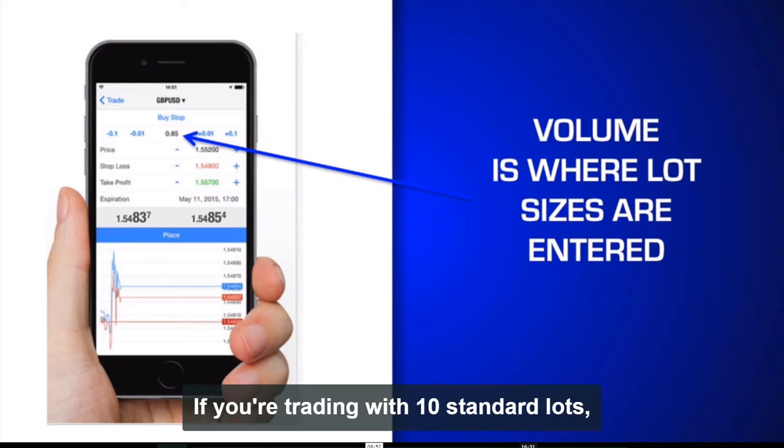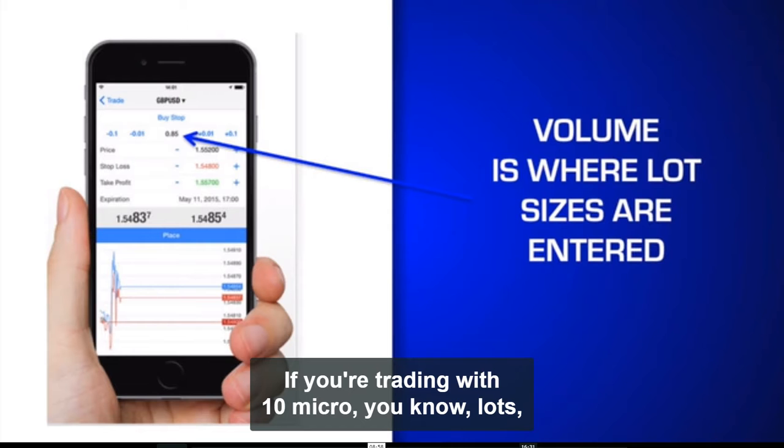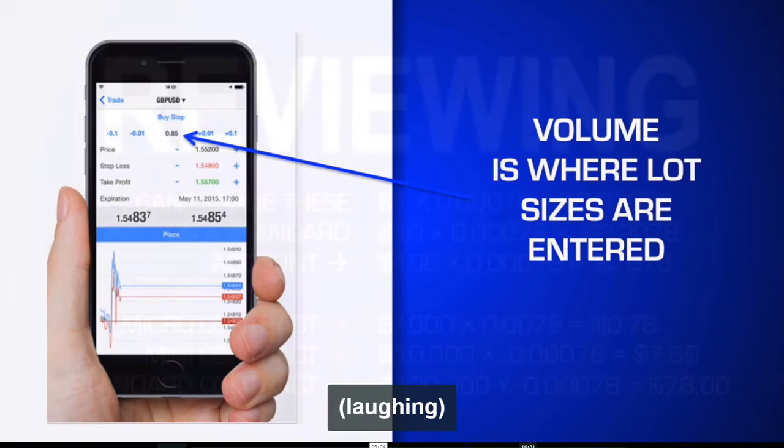If you're trading with 10 standard lots, then that means you're going to be making $100 per pip. If you're trading with 10 micro lots, well, now you're trading with a mini lot. So anyhow, you get it.